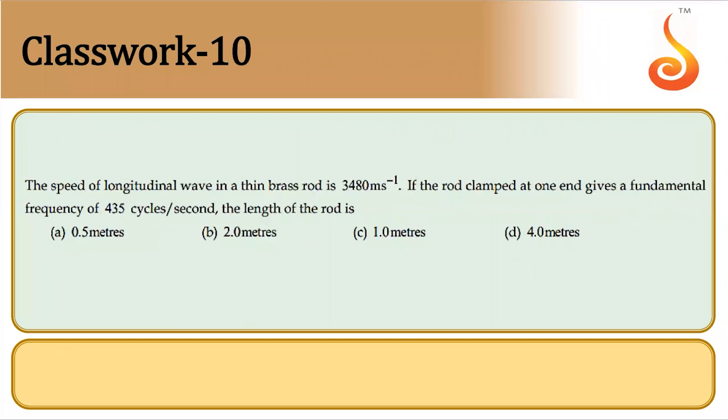The speed of longitudinal wave in a thin brass rod is 3480 meter per second. If the rod is clamped at one end and gives a fundamental frequency of 435 cycles per second, cycles per second means vibrations per second, so that is frequency. Length of the rod is?